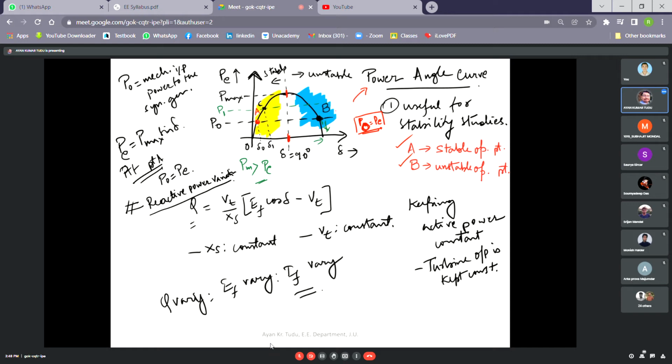in the system, this point will go on accelerating in this path. But it should have stopped at this point when the mechanical input power is equal to the electrical output power, correct? But it will not stop at this point. Why? Because of the inertia of the synchronous generator. Due to the inertia of the synchronous generator, this operating point will overshoot this point.